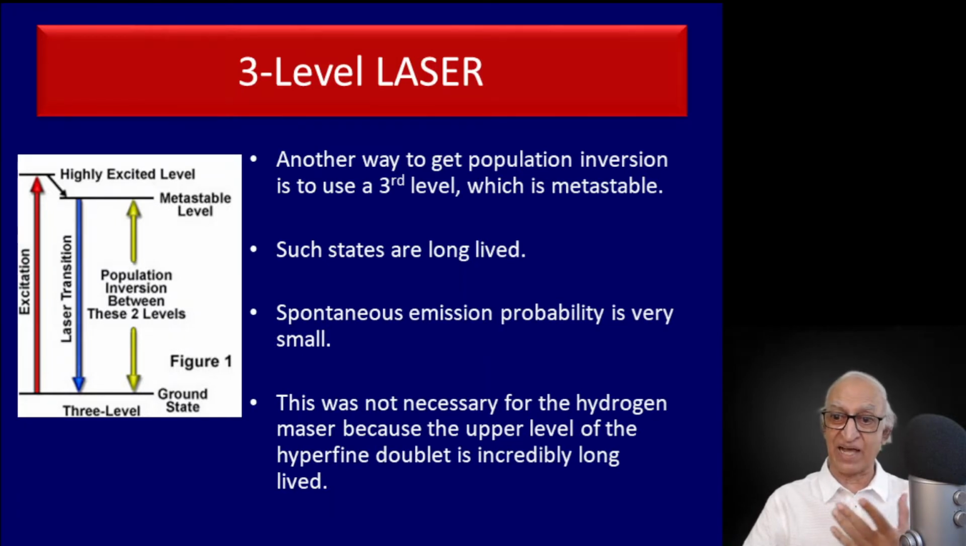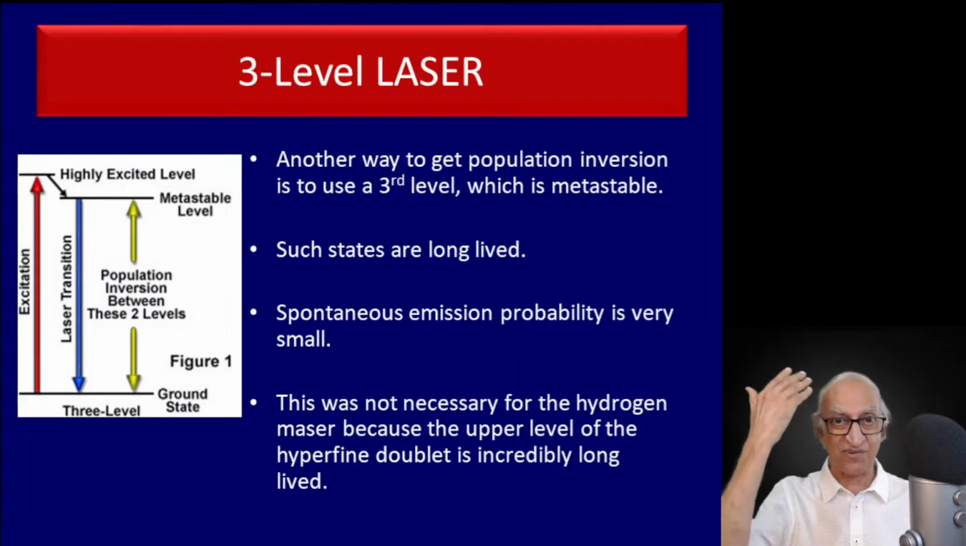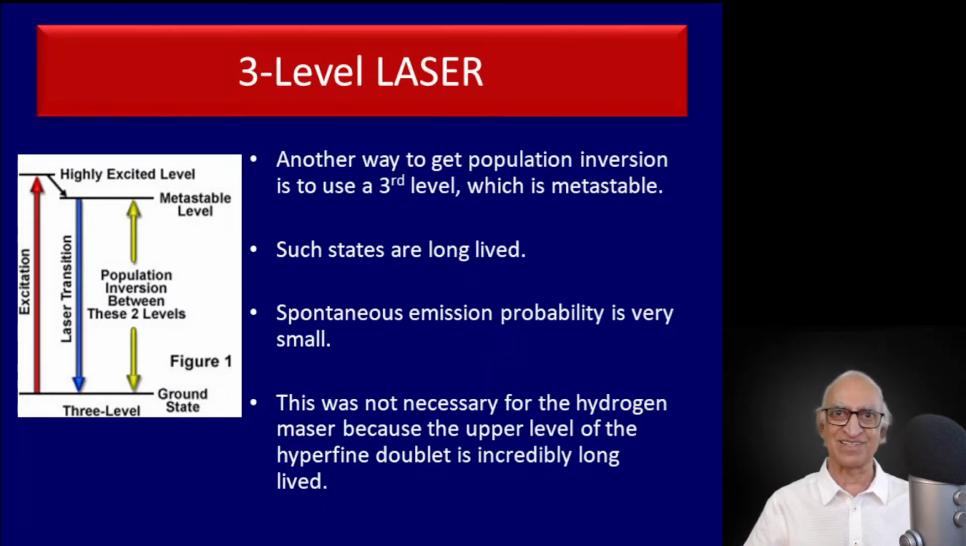So in the case of the hydrogen maser, you didn't need a three-level system because the upper level has a very long lifetime of 10 million years. But in other atoms, if you want to make a helium neon laser or an argon laser or a mercury laser or a carbon monoxide laser, you have to use a three-state system.